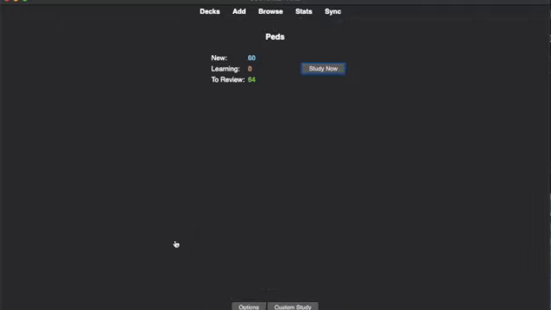So, starting with Peds. Here we go. We've got 60 new cards, 64. We probably won't get through all of them. Let's see how many we get.